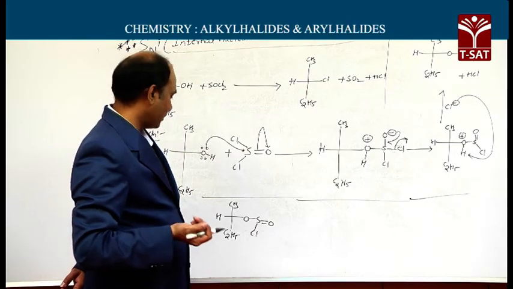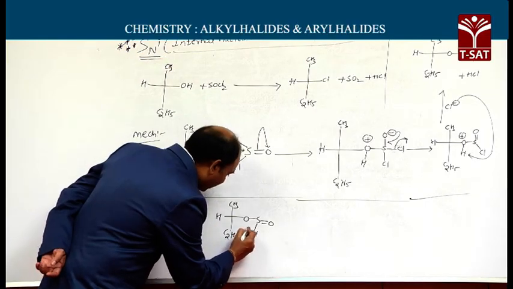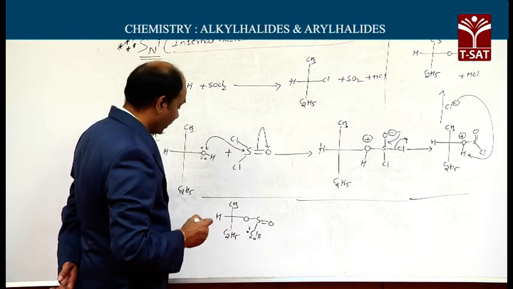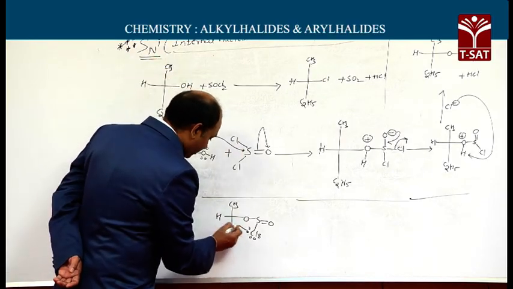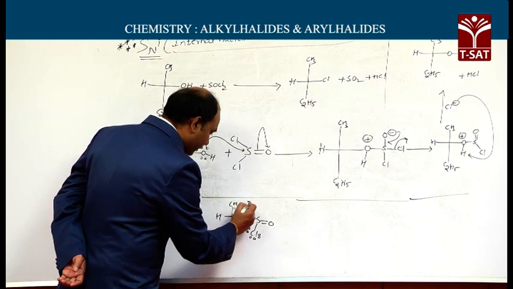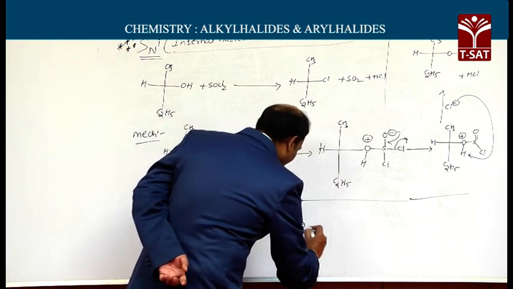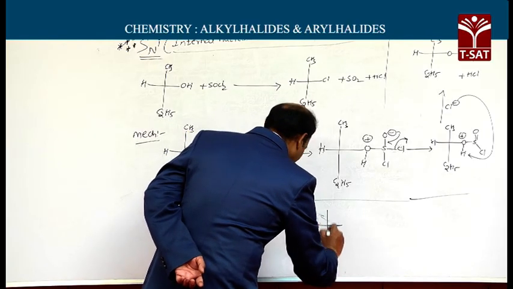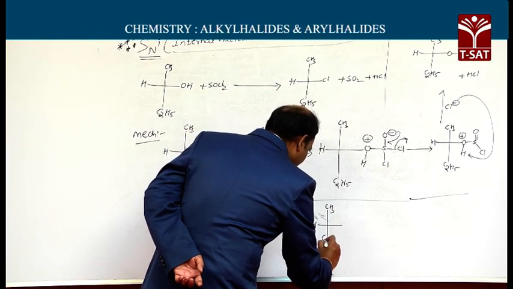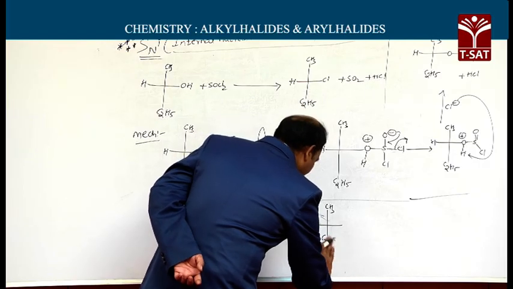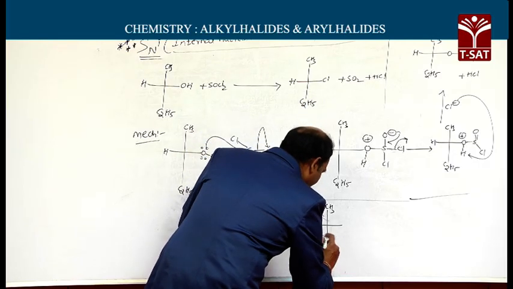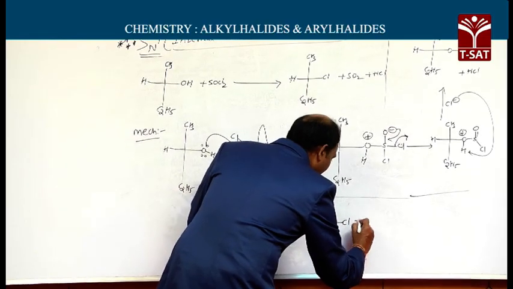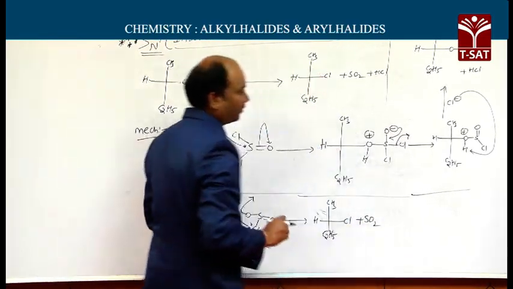So then what happens, sir? In this one, the internal nucleophile, this is important, attacks from the same side as the leaving group. Now this one is eliminated. So what do we get here? This is H, this is H, here it is CH3, this is C2H5, this is C2H5, here it is Cl plus SO2.